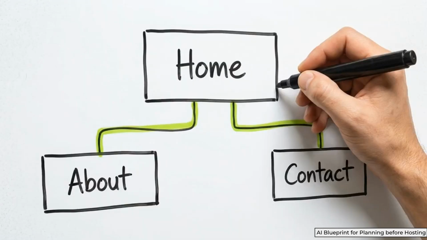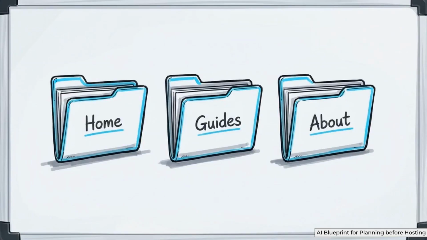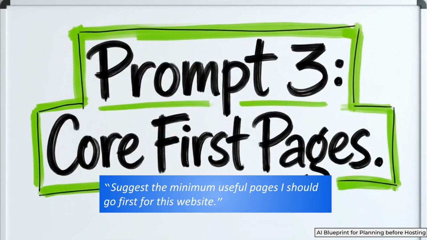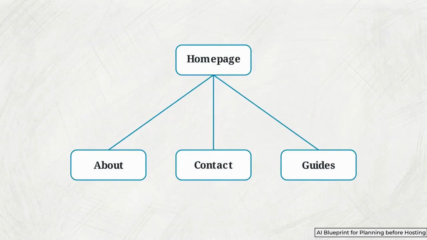Now that we know who the site is for, we can map out its architecture. A common mistake here is trying to build 20 pages at launch. We want to keep it simple. Ask the AI, suggest the minimum useful pages I should go first for this website. This diagram shows what you should be aiming for. Instead of a massive web of dead ends, you get a clean, manageable sitemap with just a few essential branches, like a home page, an about page, a contact section, and a guides page.